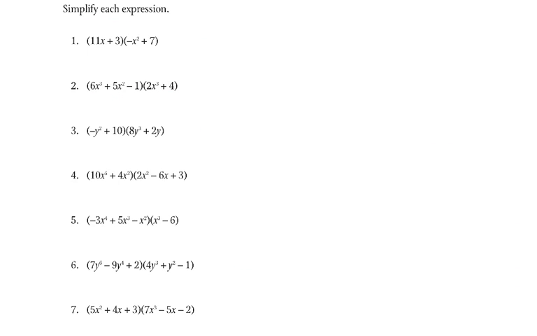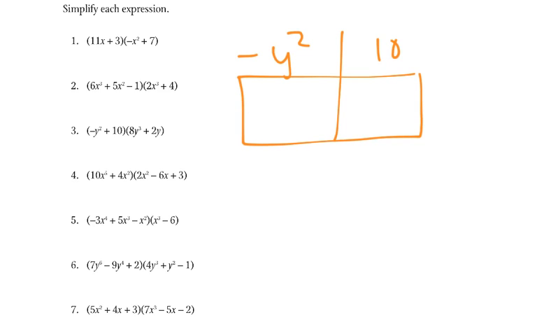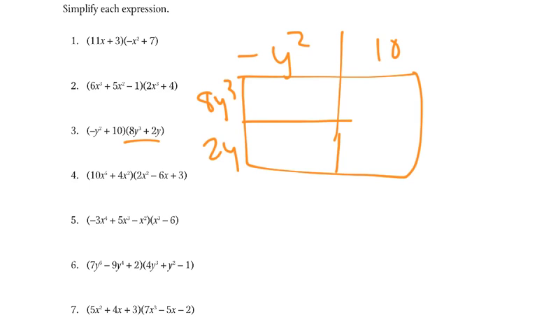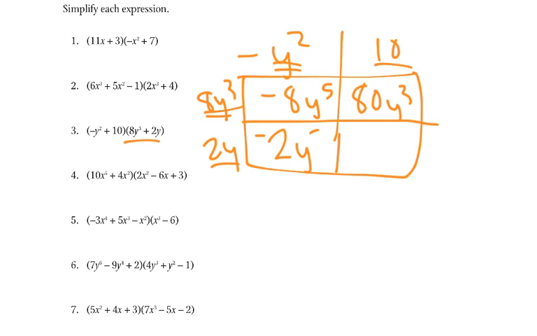Alright, now let's just keep busting it out. Number 3. Negative y squared and 10. So 2 columns. I want to give myself more room on that one, don't I? Okay, 2 terms here. 8y cubed, 2y. So give myself 2 rows. Then I start multiplying. Negative y squared times 8y cubed. Negative and 8 would give us negative 8. Y cubed and y squared, y to the 5th. 10 times 8y cubed, 80y cubed. Y squared times 2y would be a negative 2y cubed.